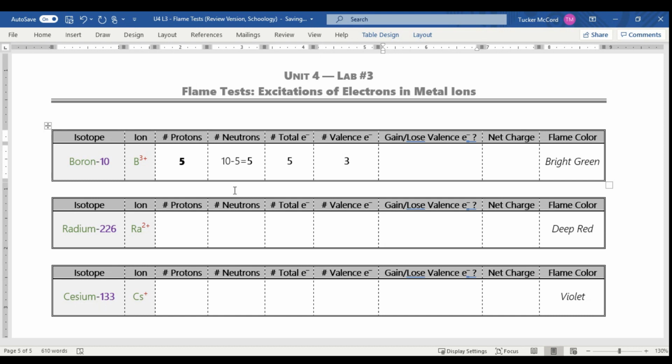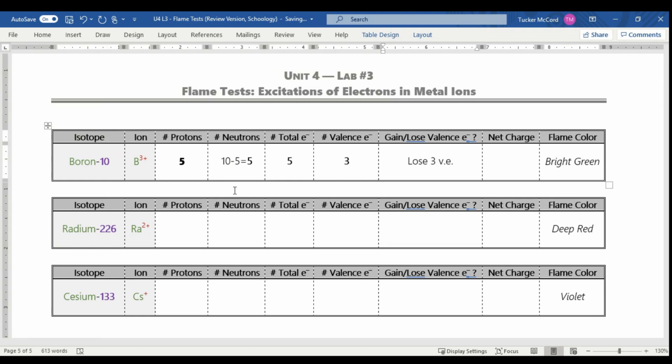So to figure out what kind of ion this becomes, we want to see whether it's easy to reach 8 valence electrons and get a full set, or to just give up and lose all of them to drop down to 0, have 0 valence electrons. So 3 is closer to 0 than it is to 8, so our boron isotope is going to lose 3 valence electrons. I'm just going to put Ve for short.